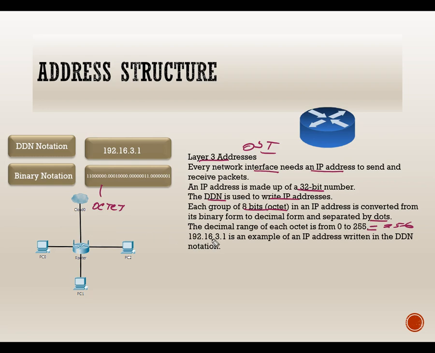192.168, I keep saying 168, 192.168, and you'll see when we get done, I've used it so many times, it's a private IP address. 192.16.3.1, I did 16 because it's a lot easier to convert than 168, is an example of an IP address written in DDN, dotted decimal notation. So we have that thing.